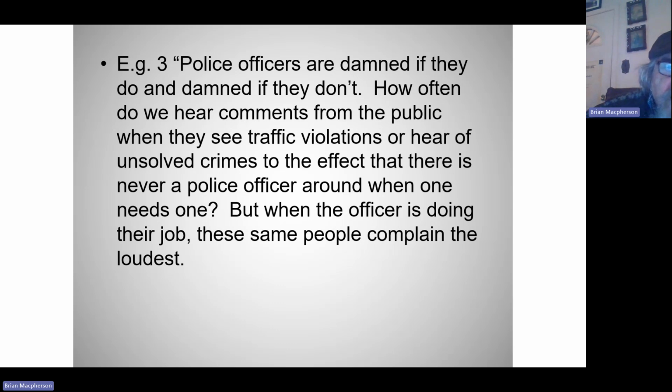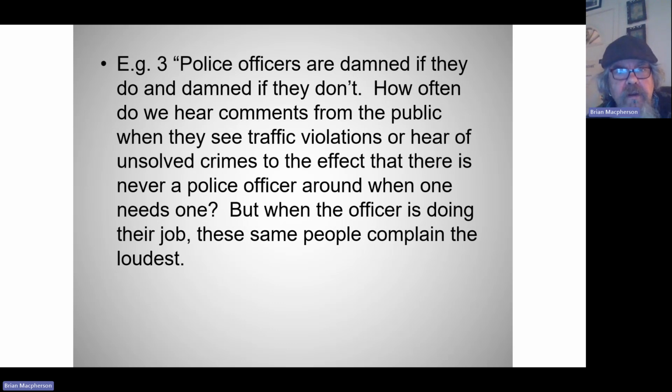How often do we hear comments from the public, when they see traffic violations or hear of unsolved crimes, to the effect that there is never a police officer around when one needs one? So I'll give you an example. In my own neighborhood, there's a guy that rides a chopper, and I have nothing against choppers, but he must be going at least 80 kilometers an hour down the street. Now, there are kids on this street that play in this street, right? And so I wonder, where the heck are the cops? Where's the Windsor police, right? So I mean, this is something that I would say too.